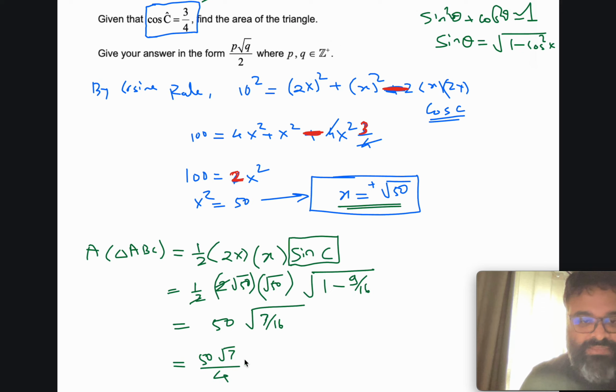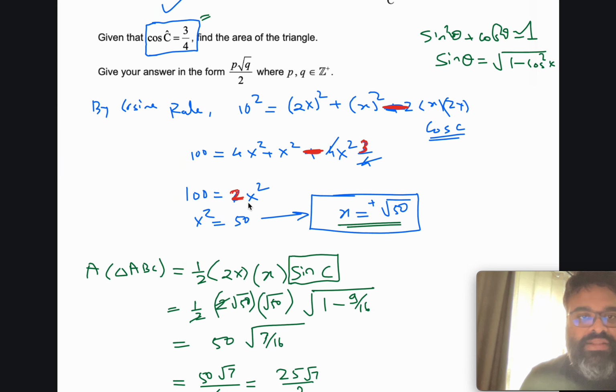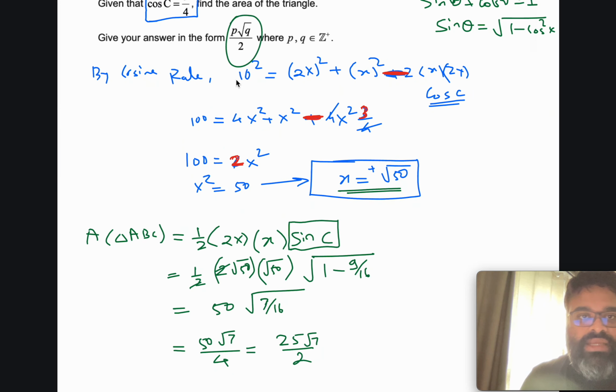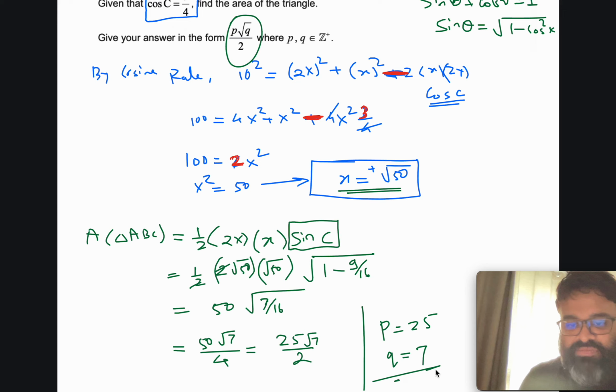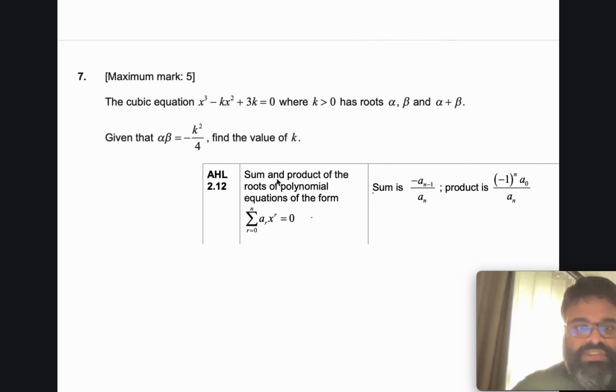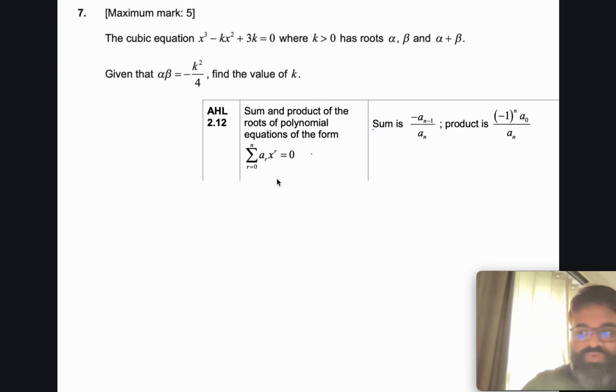And you can simplify this and say 25 root 7 by 2. Just divide by 2 here. And then exactly how they want the answer to look like: P here is 25 and Q is 7. And that's the answer. I hope you understood this. Easy question, just simple calculations. Now move on to the next type of question here.